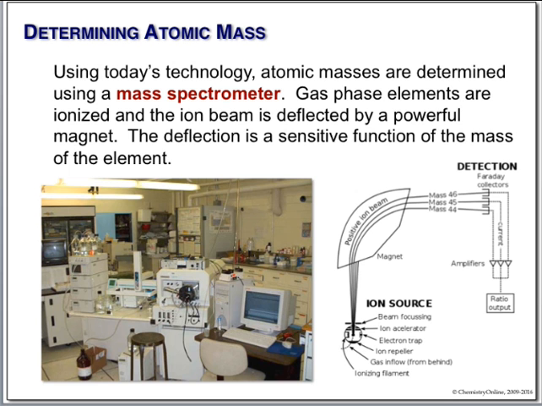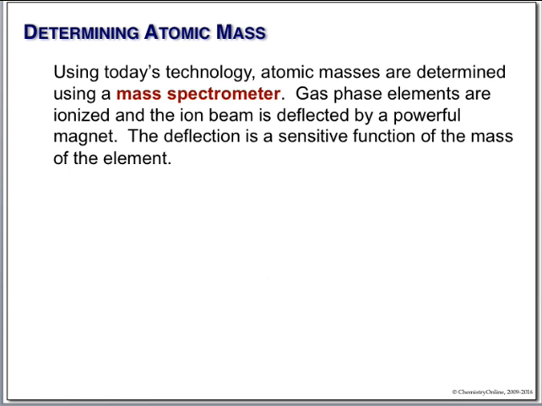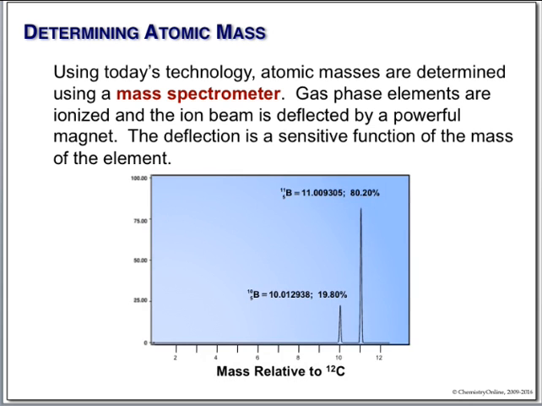These things are just remarkable in terms of their accuracy. For example, these are isotopes of boron, boron 10 and boron 11. Boron 11, 80.2%, but look how accurately we can measure the mass for this thing. All of those are real significant figures. The mass spec is just a fantastic instrument, and that's how we do it.